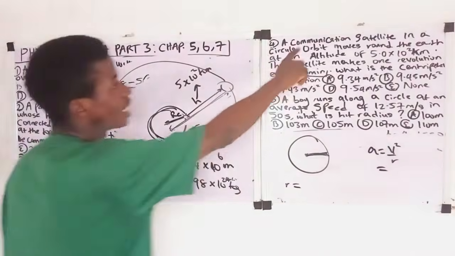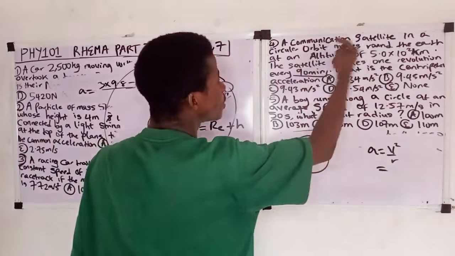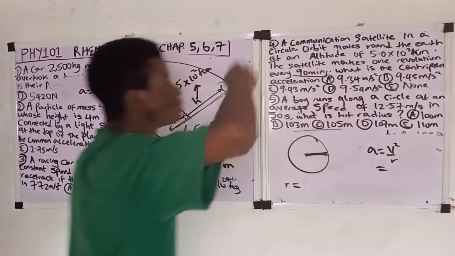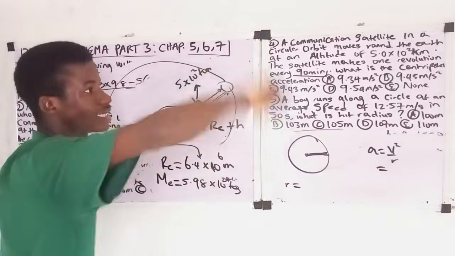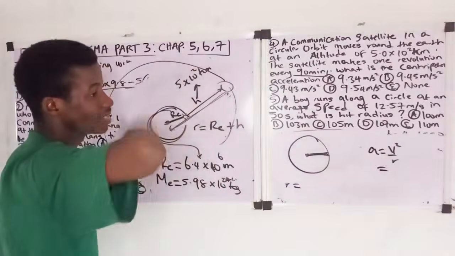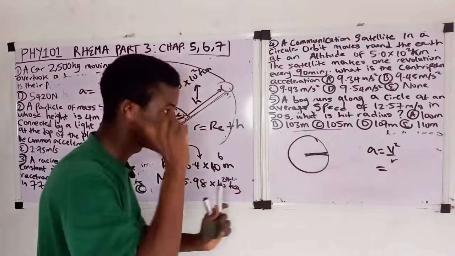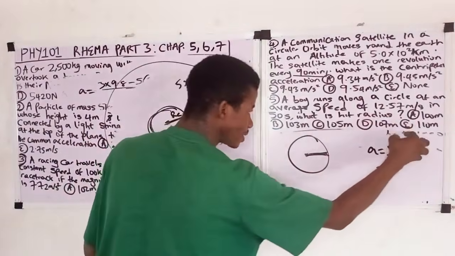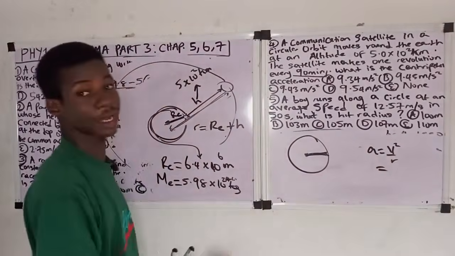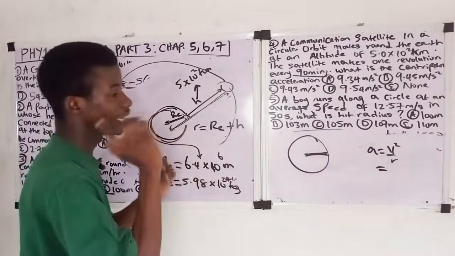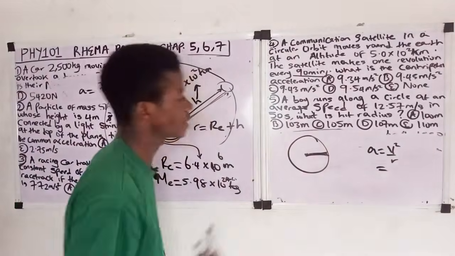Remember that the problem says a satellite in a circular orbit moves around the earth, in a circular path. Now let's look for the velocity first. Once we get our velocity, divided by our radius, we get our centripetal acceleration, right? Now let's continue. Let's look at the velocity.